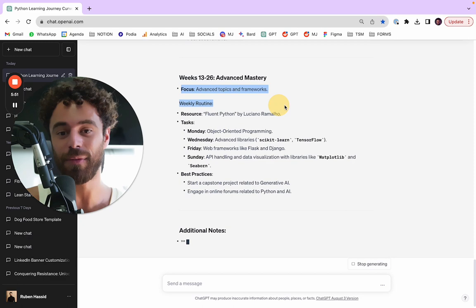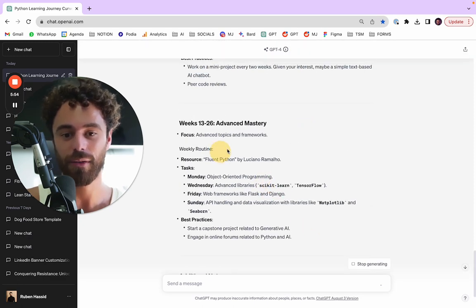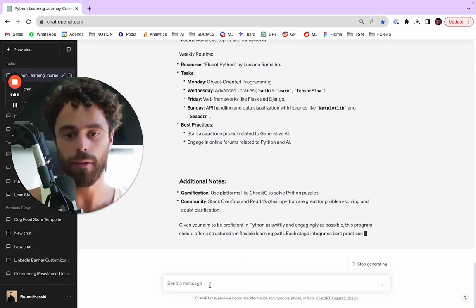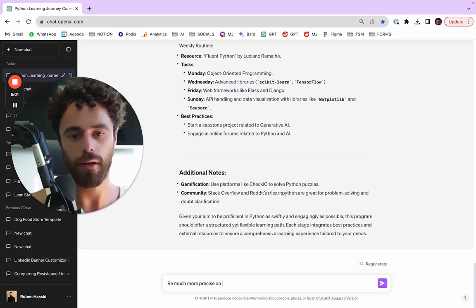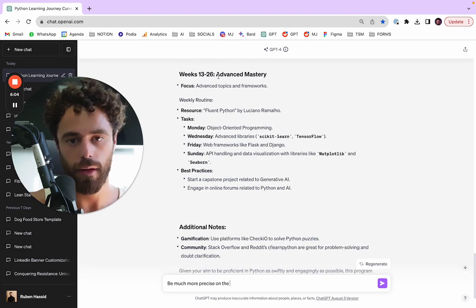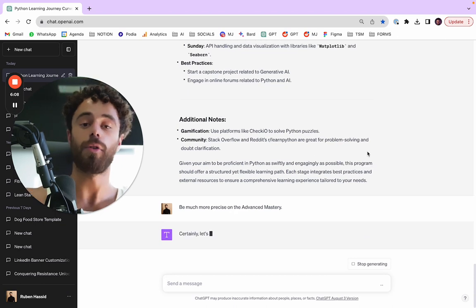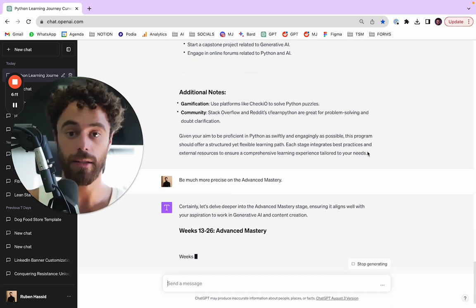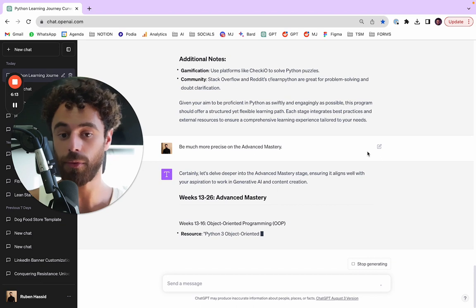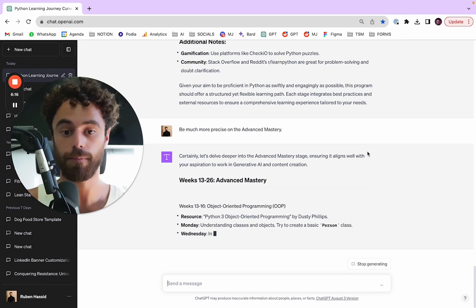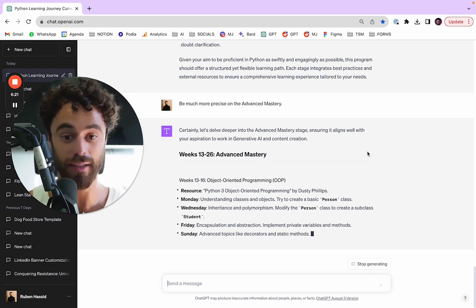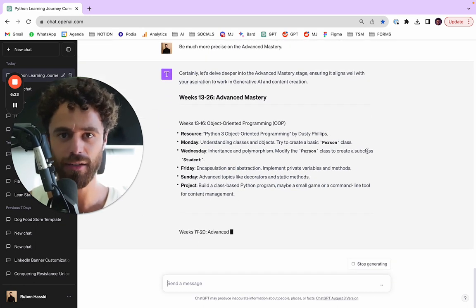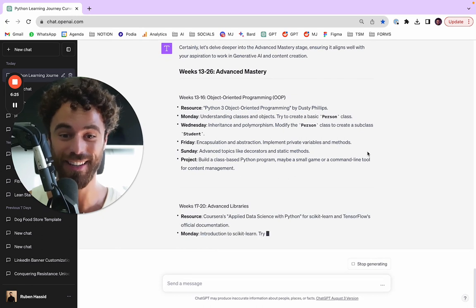But what I like the most is the advanced mastery. This is where you get to the real deal. And look, you can be much more precise on the advanced mastery. If you need more precision, you can always ask it. And since you have custom instructions on, it will never forget the context. So here you see it's getting much more precise. It's even day by day. And yes, we work on Sunday, guys.